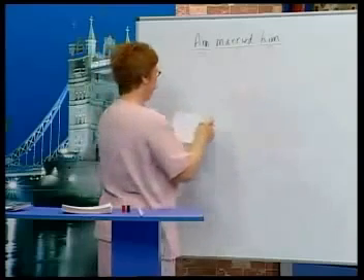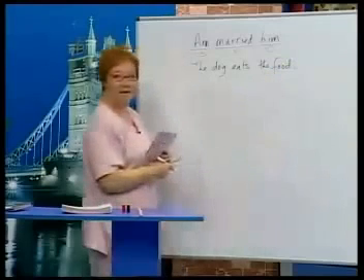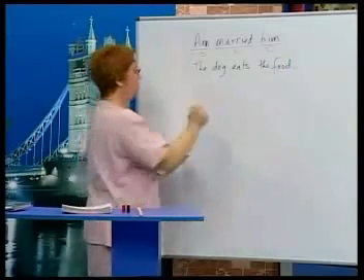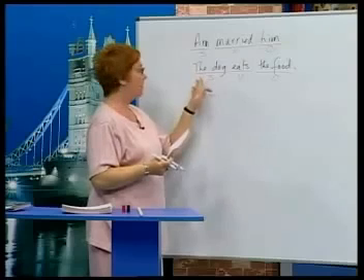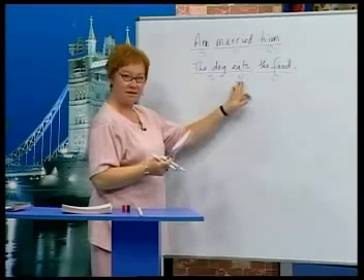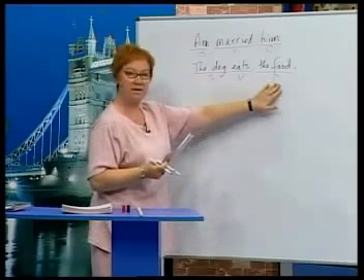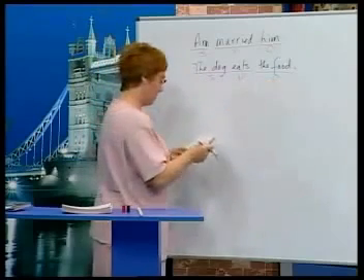Here's another example. The dog eats the food. Now, again, we have the subject, the dog. Eats is the verb. And the food is the object. What does the dog do? Eats. The object is what does the dog eat? Okay, the food.